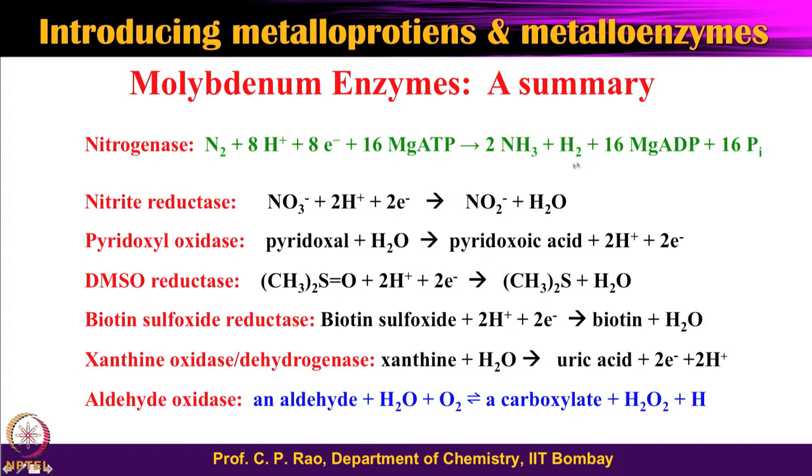So, if somebody is interested, they can isolate these enzymes from the natural source, immobilize them on some solid surface, and start using them like a factory for synthesizing products. The second part, we have looked at a huge range of reductases and oxidases. You can see nitrite reductase, pyridoxal oxidase, DMSO reductase, DMSO oxidase also, biotin sulfoxide reductase, xanthine oxidase, aldehyde oxidase. So, nitrite reductase gives nitrate to nitrite, pyridoxal oxidase gives pyridoxal to pyridoxic acid, DMSO reductase gives DMSO to DMS, dimethyl sulfide, biotin sulfoxide reductase gives biotin sulfoxide to biotin, xanthine oxidase gives xanthine to uric acid, and aldehyde oxidase gives aldehyde to carboxylic acid. These are the things.